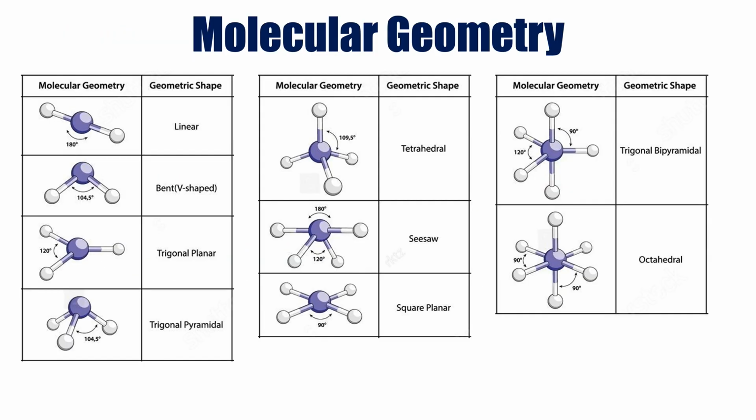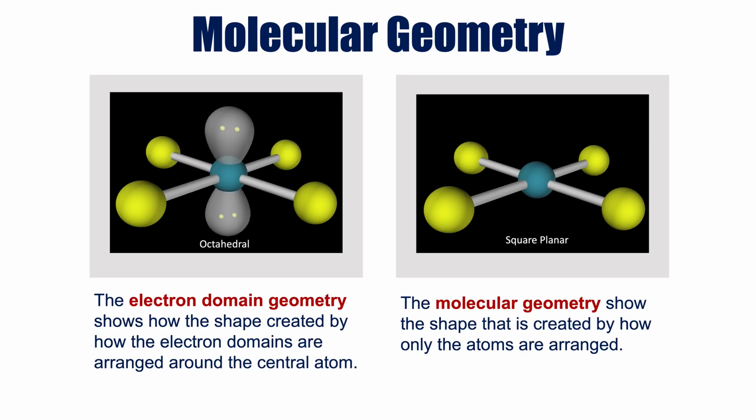All right, so now we need to look at the different types of molecular geometry shapes a molecule could take. You can have linear, bent, trigonal planar, trigonal pyramidal, tetrahedral, seesaw, square planar, trigonal bipyramidal, or octahedral. What the molecular geometry does is it shows you the shape that is created by how the atoms are arranged around that central atom.